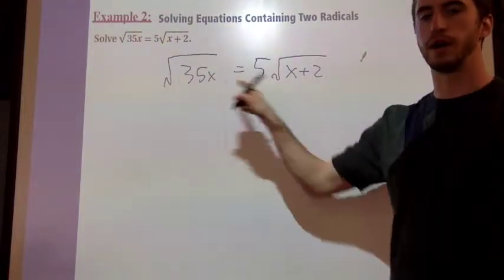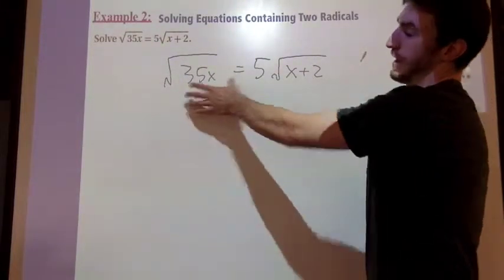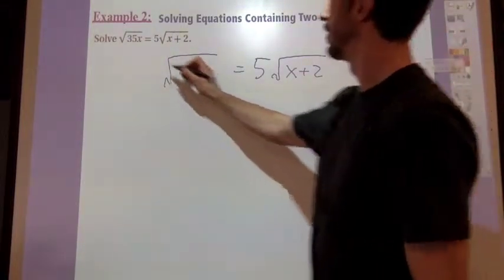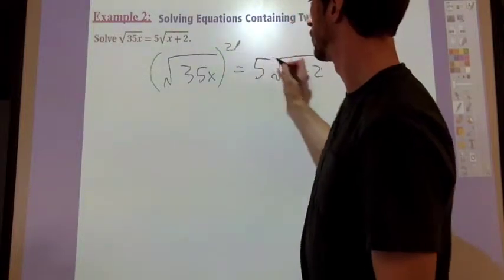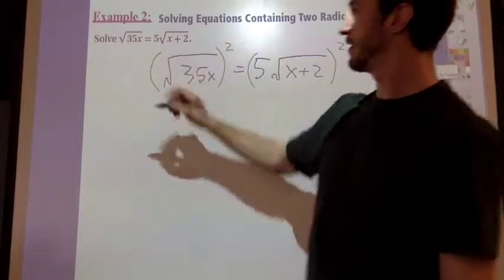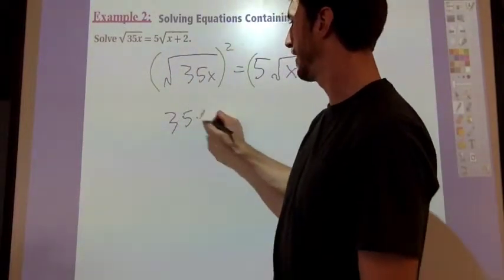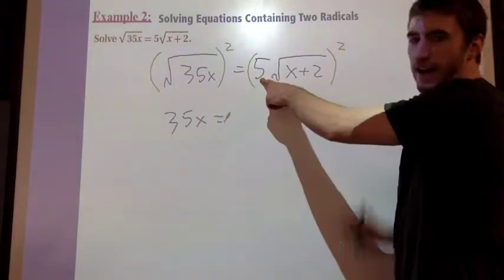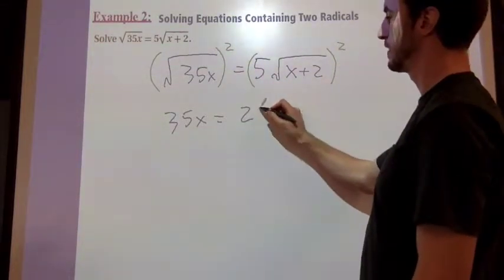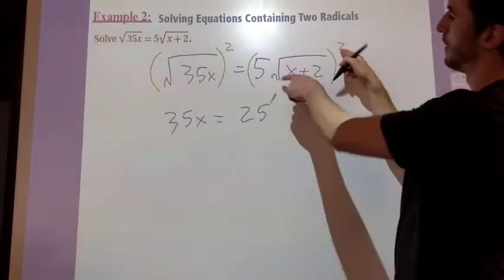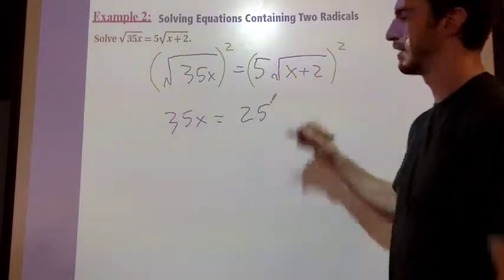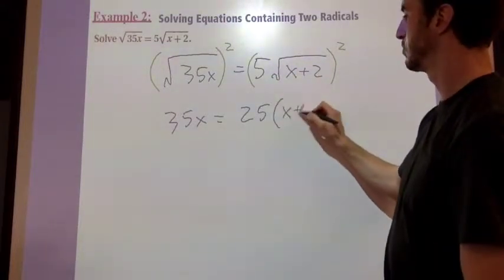So I'm going to square both sides. If I do it to one side, I have to do it to all of the other side. So I'm going to take this whole thing and square it, take this whole thing and square it. That gets rid of this radical, so I just have 35x. And then 5 squared is 25. And then the square root of x plus 2 squared is simply x plus 2. It just gets rid of the radical. So it's 25 times x plus 2.